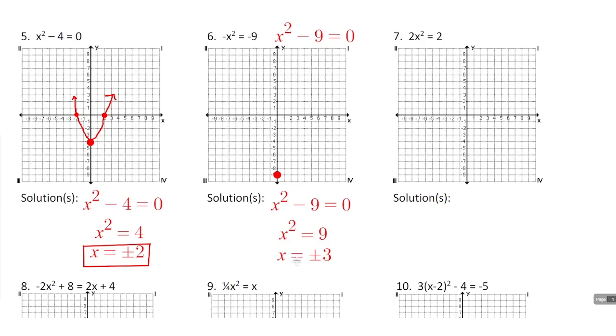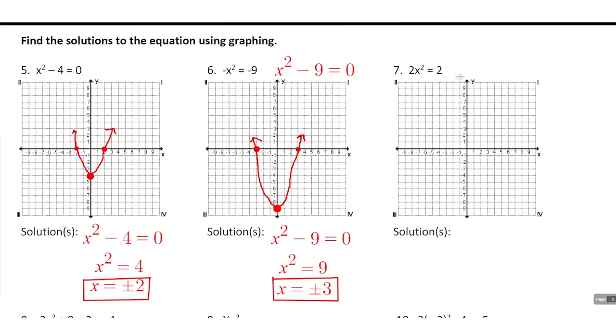Go ahead and plot our x-intercepts at positive and negative 3. Going to be roughly right here and here. And we can draw our parabola. Let's see, I'm going to do the best I can here with the mouse. Should just come down, hit that vertex, come back up through the x-axis. Here we go.